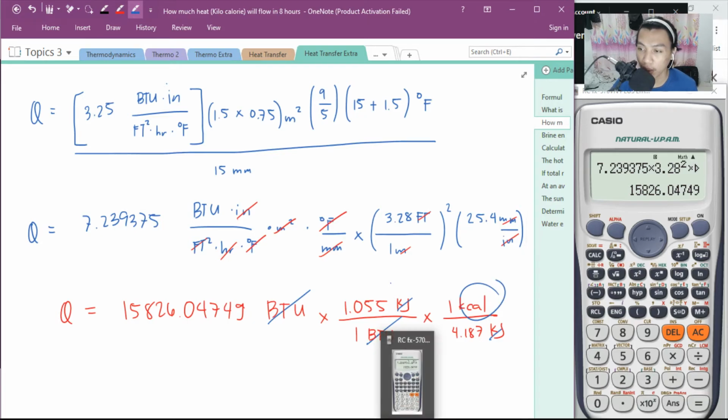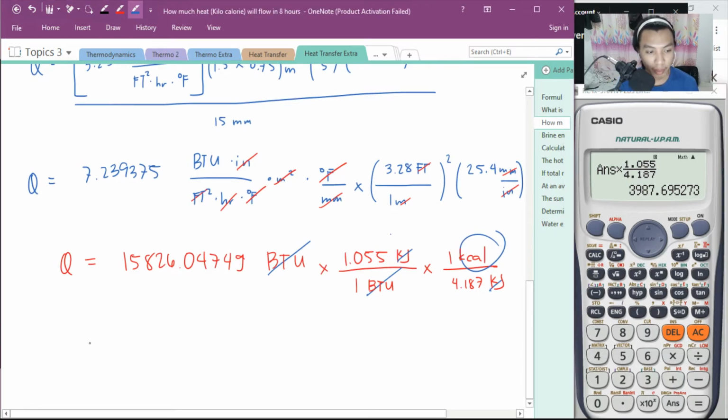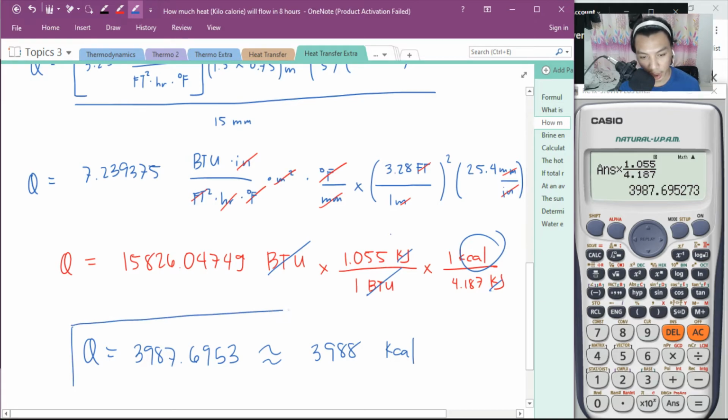Ang lumabas is kilocalorie. Now, you multiply it with 1.055 divided by 4.187. The value will be Q is equal to 3987.6953. Approximately 3988 kilocalories. That is the answer. Okay, that is for problem number 2.